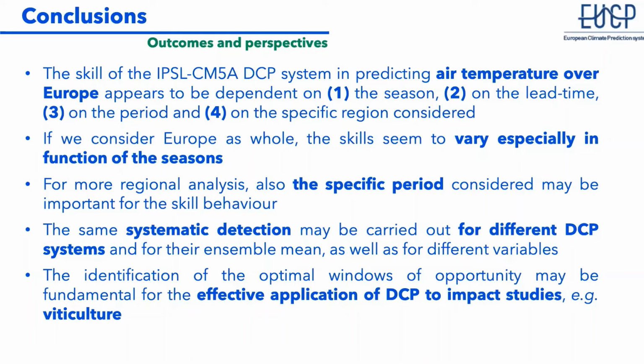For example, for impact studies in viticulture, classically climate data are coupled with phenological data that mainly run over a certain period of the year. So it means over the growing season, so more or less between January, February, and September. And so the fact that we found very good skill exactly over that season is very good news for an effective application of decadal prediction to impact analysis.